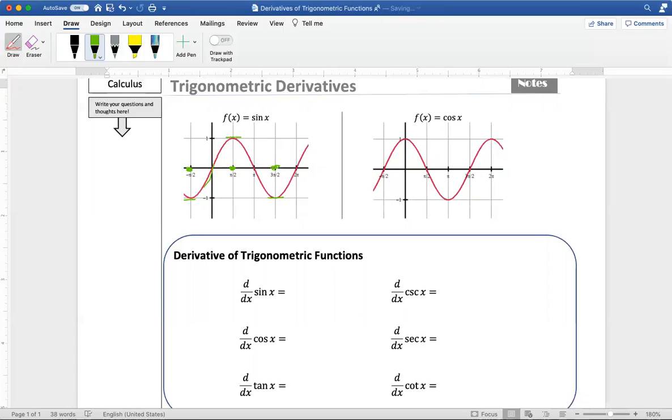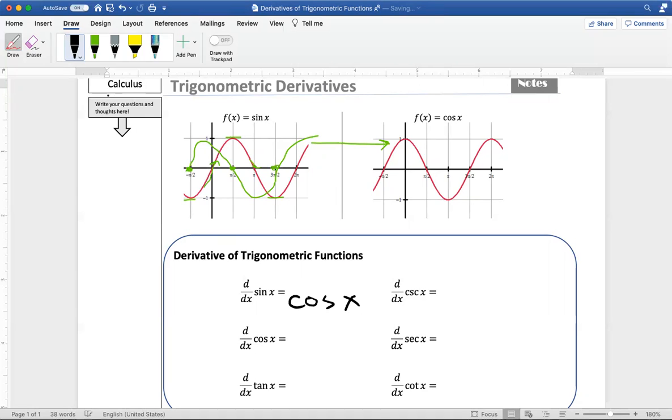When the graph is increasing, the derivative is a positive number, so the derivative would be positive. When the graph is decreasing, the derivative is a negative number, so it would be negative, something like this. This part over here might be a little bit taller. What you should notice is that the graph of the derivative of this function looks a lot like the cosine function. So we can say that the derivative of sine of x is cosine x.